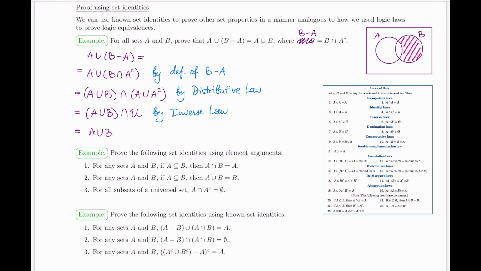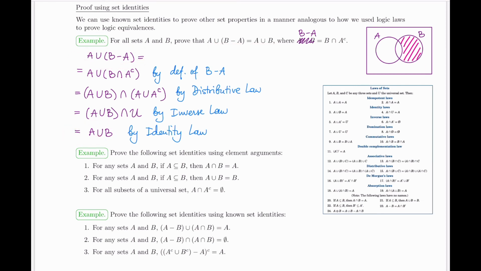So again, if I am going to be able to write that down, I am going to have to justify what law I applied to produce this equality. And that is true by identity law as per the table. And I'm done. I have shown that my left-hand side is in fact equal to my right-hand side, so I have proven this identity.